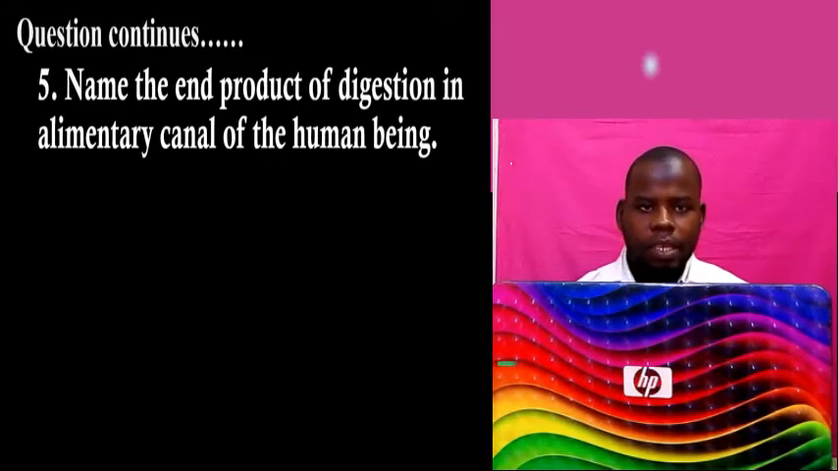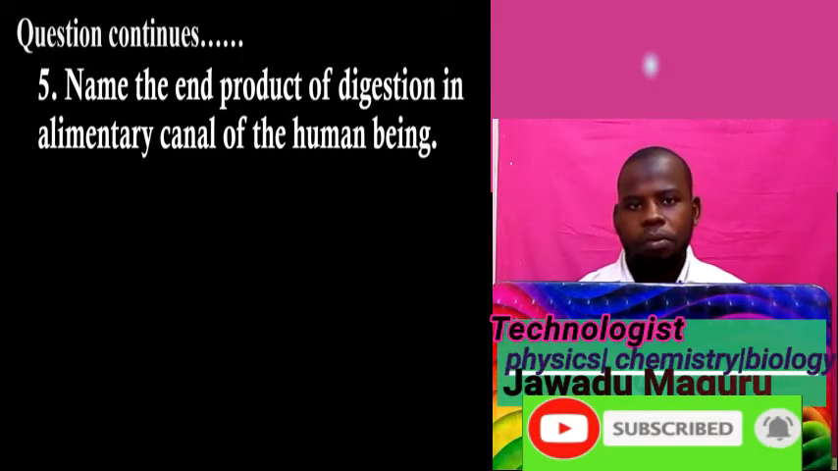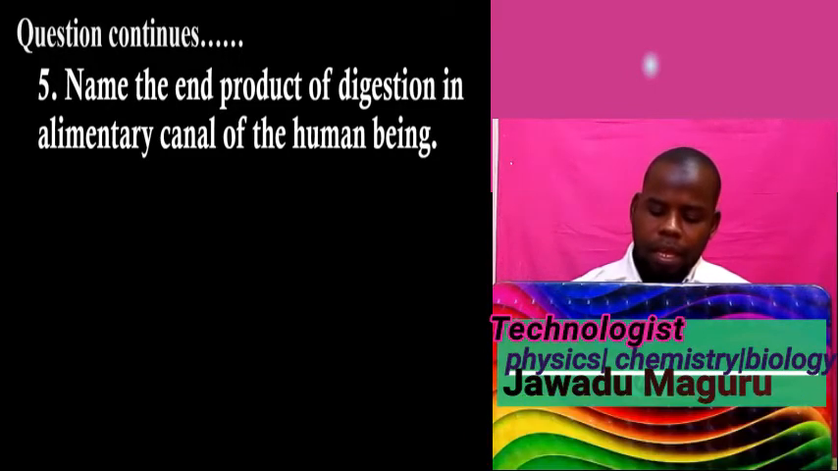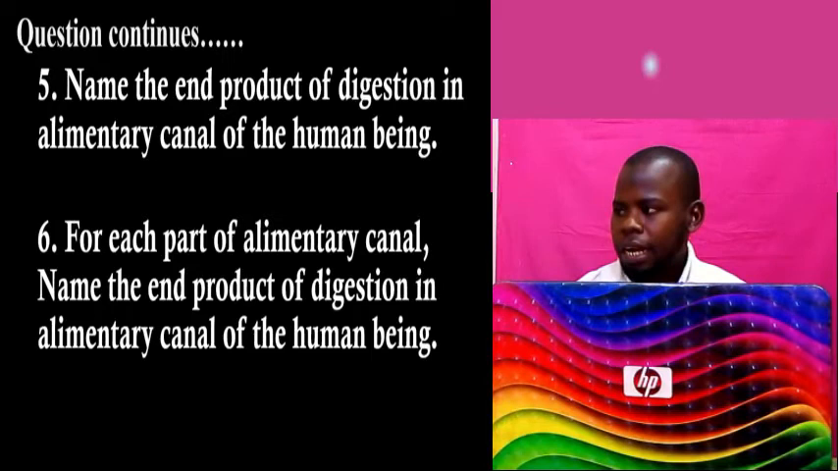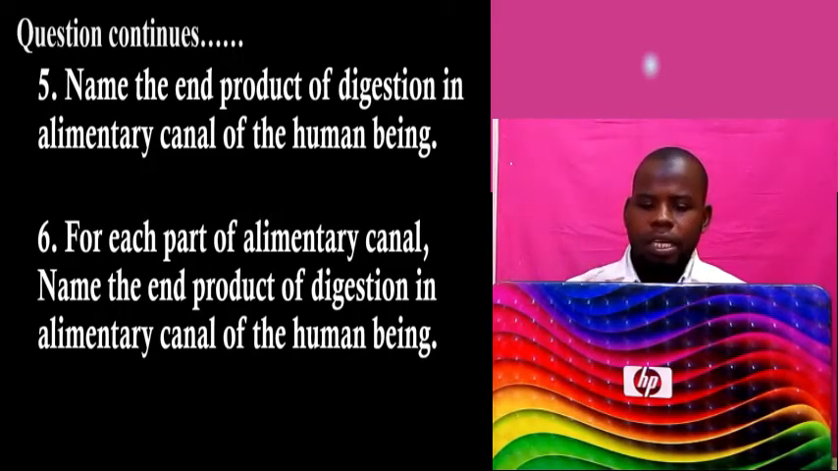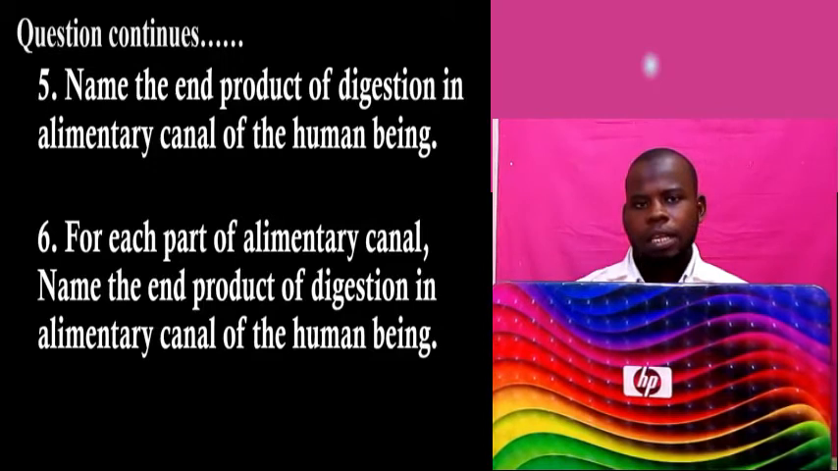We proceed with number 6. In our topic, we are looking at the questions that most appear in examinations for the topic of nutrition and food tests. That was question number 5. Question number 6: for each part of the alimentary canal, name the end product of digestion in the alimentary canal of the human being. Question number 5 looks the same as number 6, but there is a difference. In number 6, you have to show each part of the alimentary canal. If starch starts in the mouth, you have to show the end product in the mouth.